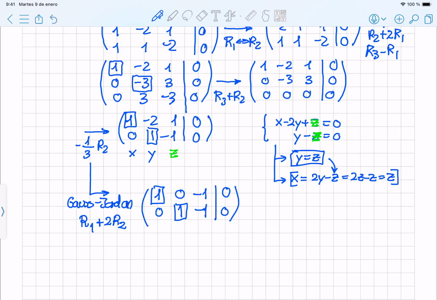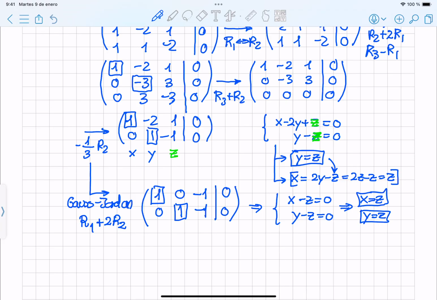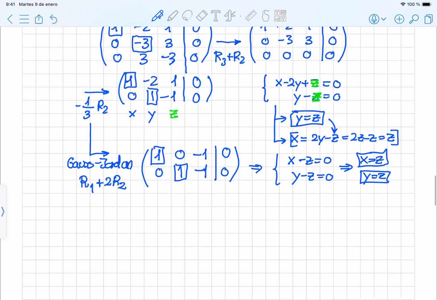And now you have an easier equation. You can do the same. This gives you the system x minus theta equals 0 and y minus theta equals 0, from which you can readily obtain that y equals theta and x equals theta. As you can see, you obtain the same solutions. So you can do as in the first case or as in the second, as you prefer, as you please.